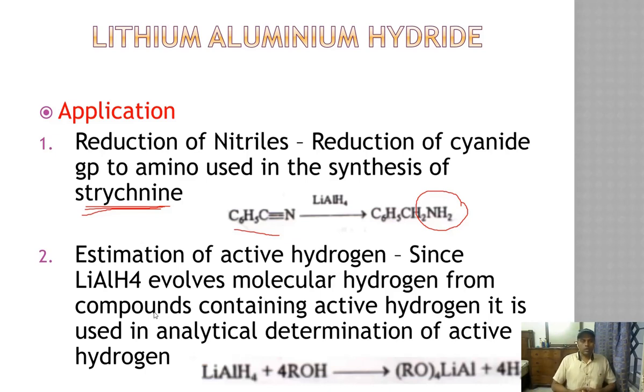Next, estimation of active hydrogen can be done using lithium aluminum hydride. Lithium aluminum hydride evolves molecular hydrogen from a compound containing active hydrogen. Because it evolves hydrogen, it is used in analytical methods to determine the active hydrogen in molecules.